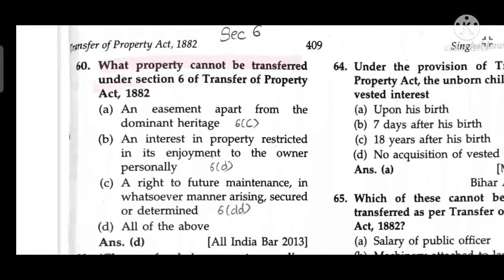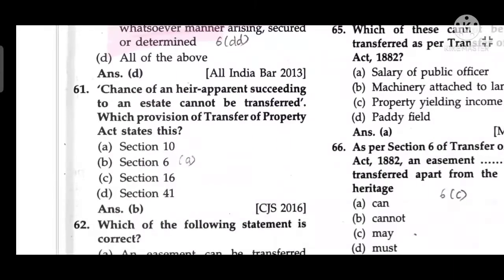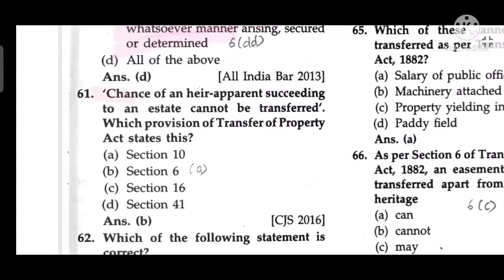What property cannot be transferred under Section 6 of the TP Act 1882? An easement apart from the dominant heritage, an interest in property restricted in enjoyment to the owner personally, a right to future maintenance in whatsoever manner arising, secured or determined. Change of heir apparent. Succeeding to an estate cannot be transferred.